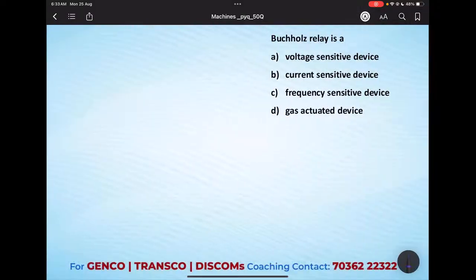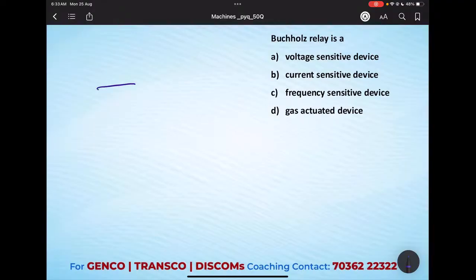The next question is about the Buchholz relay. Okay, this is also an important question. Many times this is repeated. So if you want to know about the Buchholz relay, first we need to know where this relay is placed.